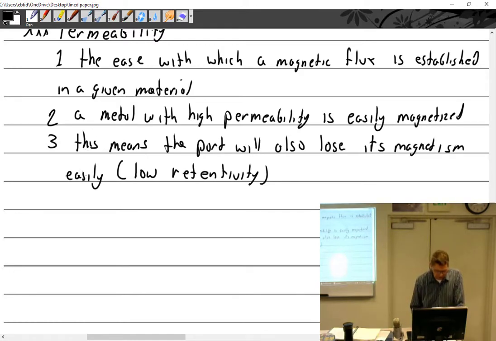All right, where was I? Reluctance. Oh, no, I did permeability. Reluctance. It is the inverse of permeability.